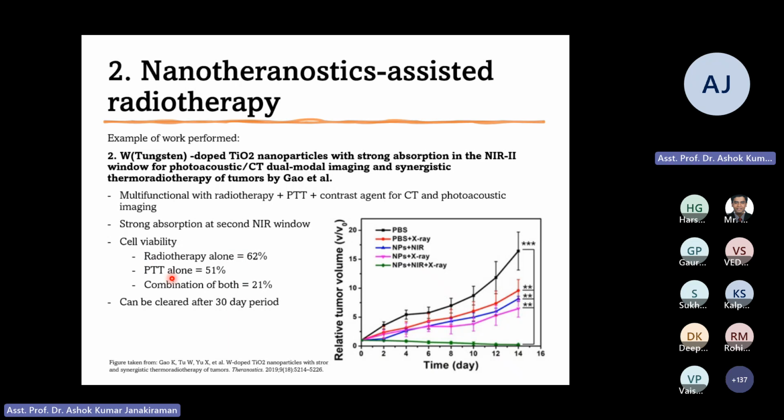So radiotherapy alone, then PTT alone, then a combination of both. The cell viability is 21%, meaning that the remaining 79% of cells were destroyed because of the combination therapy. Nanoparticle, NIR, near infrared radiation, and X-ray all together. You look at that green color, so the cell death is almost 79-80%. It's also biodegradable, but it will take time. It takes another 30 days to be removed from our body.